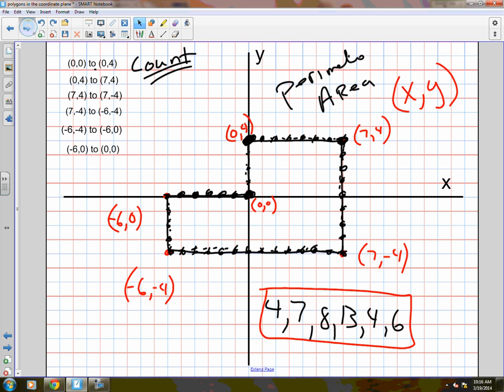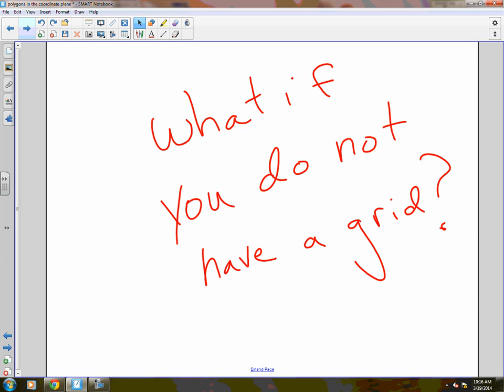Now, what if you do not have a grid and you want to find the distance from one coordinate to another coordinate? Can you think you can do that, kids? No, I hear you. I hear yes. No. Okay. Most of you said no.